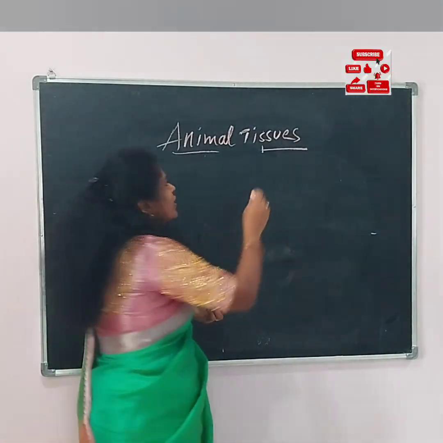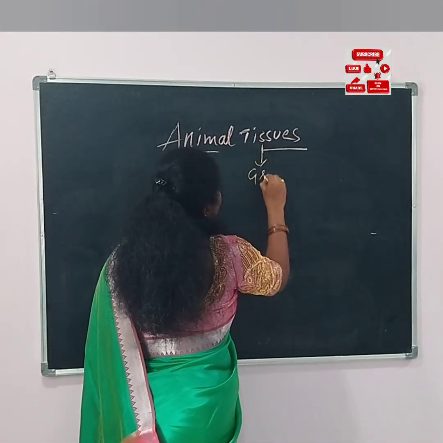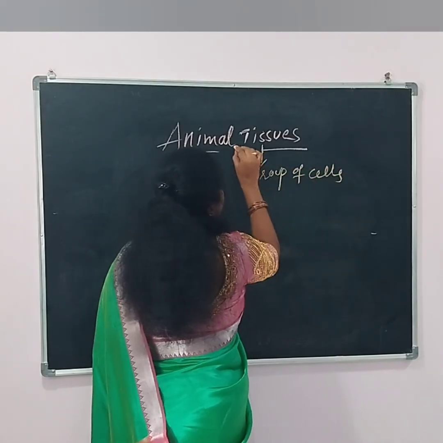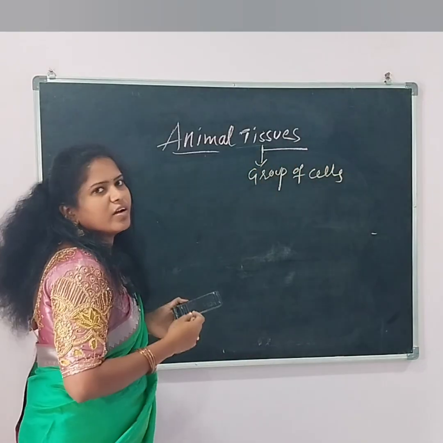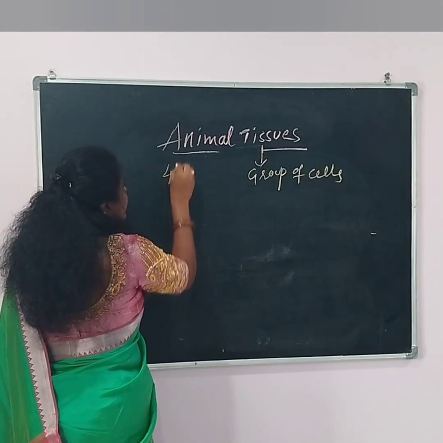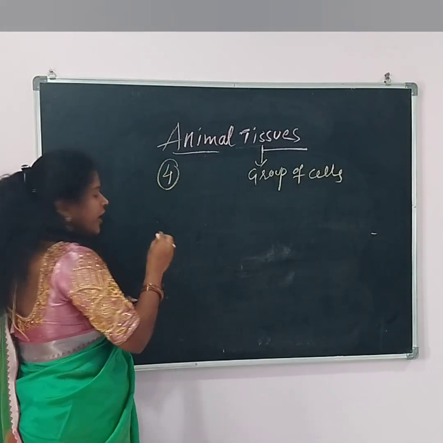Tissue means what? A group of cells. A group of cells is called a tissue, and a group of tissues is called an organ. And here, animal tissues are broadly categorized into four types.